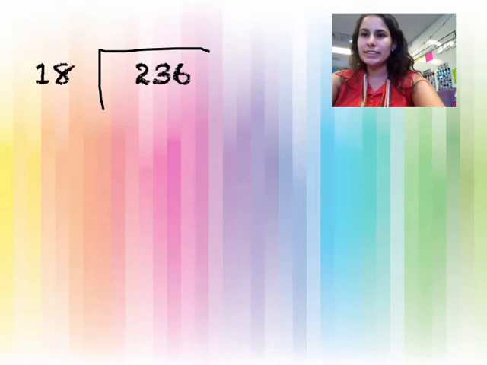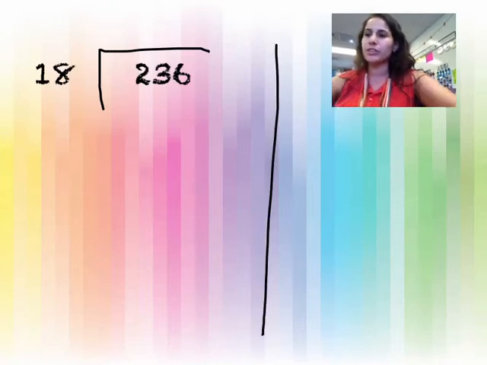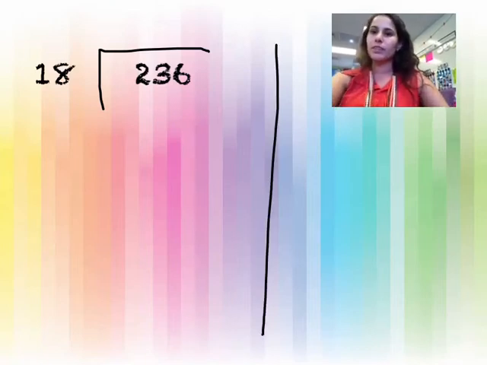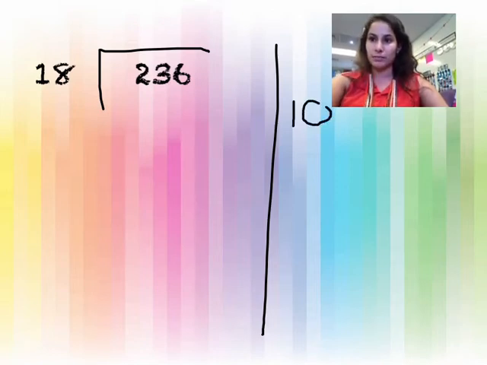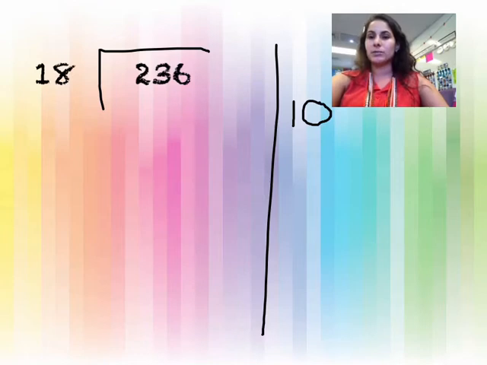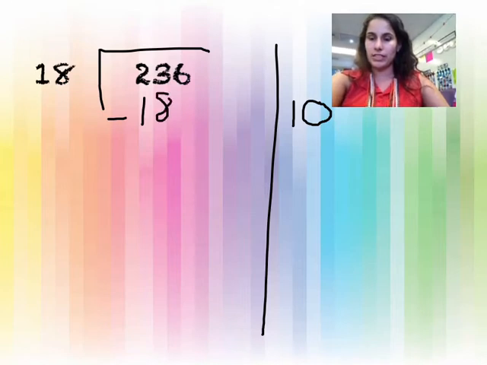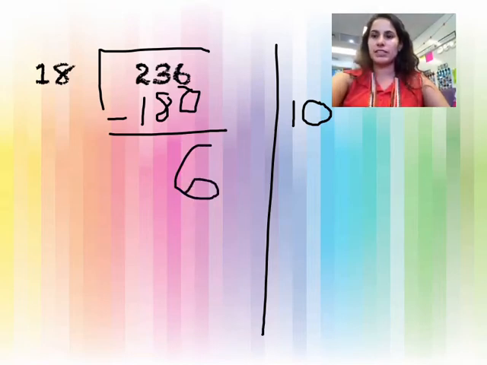Okay! 236 divided by 18. This is number 1 from your homework. They already did it for you, but I'm going to do it with you so that you know why they did what they did, and it makes a little bit more sense. I'm going to subtract multiples of 18. So I'm going to do 18 times 10 first, and I'm going to subtract 180. Okay, so now I have 6 down here, and I need to borrow from this 2 and make that a 13. So I have 56.